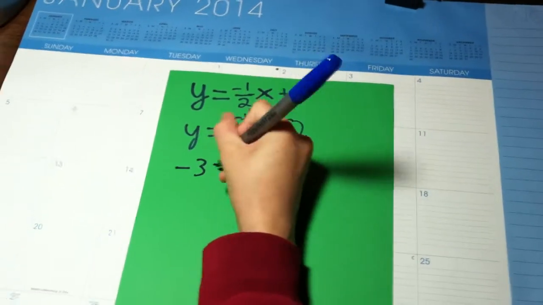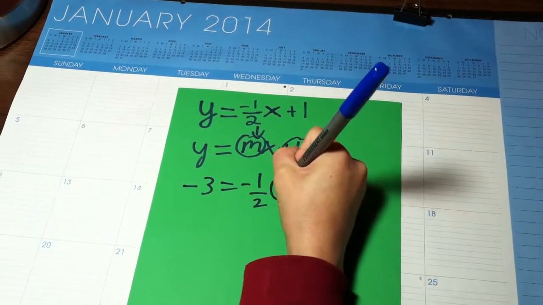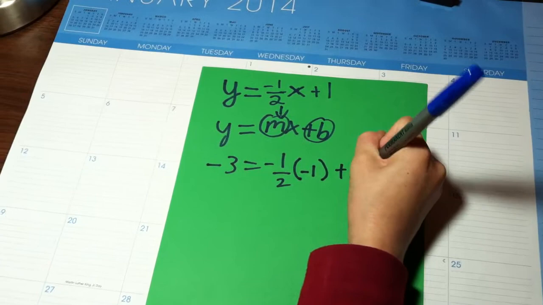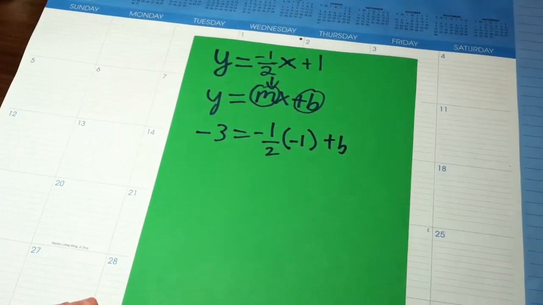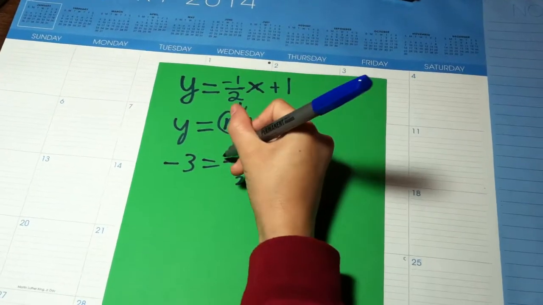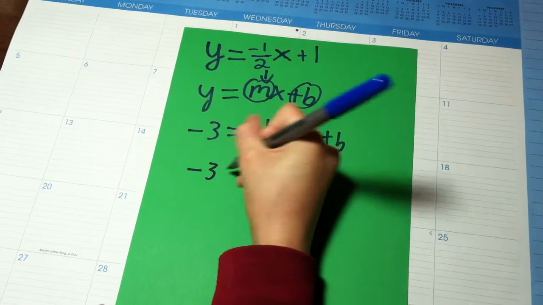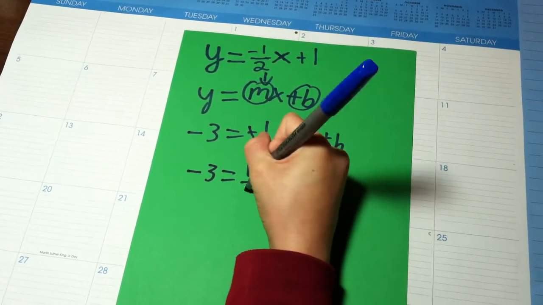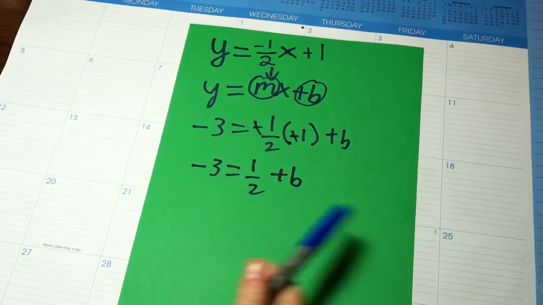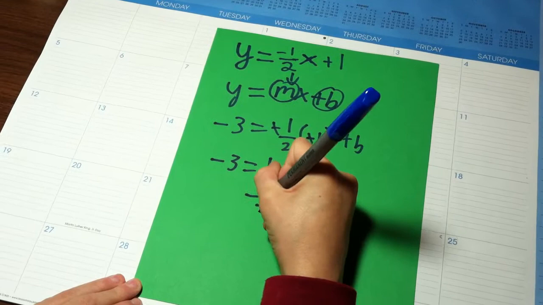-3 equals -1/2 times -1 plus b. So, first thing we're going to do is look at this, and we're going to see that the negative signs cancel each other out. So when I rewrite it, it's -3 equals 1/2 plus b. So now, as we know, we need to get b by itself. And the best way to do that is to subtract 1/2 from each side.